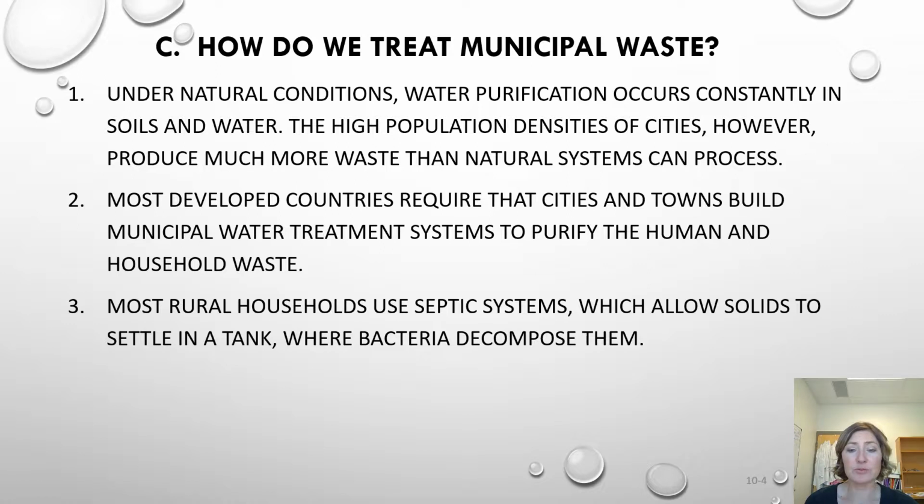Most rural households use septic systems. So this is going to allow solids to settle in a tank. The bacteria will decompose them. The liquids are going to percolate through the soil, where we are hoping that there's not an overload, but the soil bacteria can presumably purify those. So this is a really good option when your population densities aren't too high. It is an effective method of waste disposal. But with urban sprawl, groundwater pollution often becomes a problem because you're overwhelming this system.